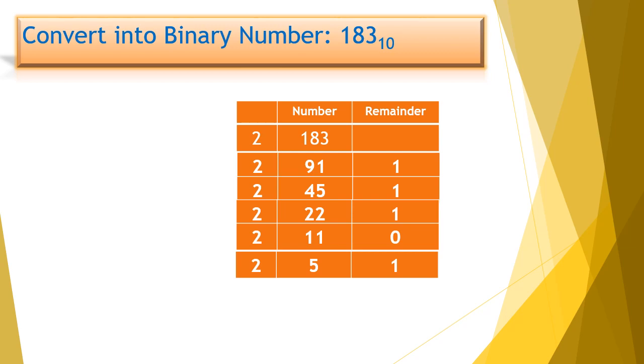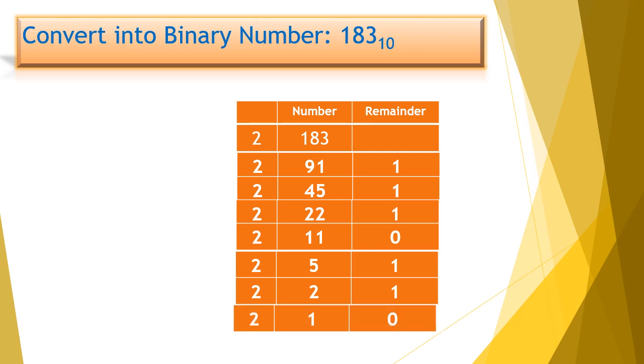Again, the last quotient 5 needs to be divided by 2. The quotient obtained is 2 and the remainder is 1. Then 2 is divided by 2. The quotient is 1 and the remainder is 0. Again, the last quotient 1 is divided by 2. The quotient obtained is 0 and the remainder is 1. So the procedure is completed now.